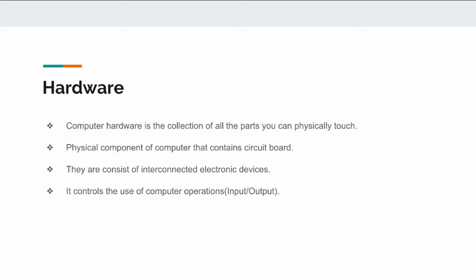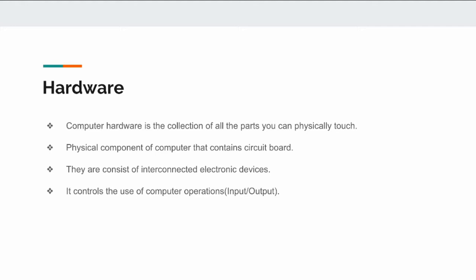A computer hardware is the collection of all the parts of the computer that you can physically touch. Means the part or the component that you can see and touch, and feel. They are the hardware. It can be any part of any system, any component of the computer system. There are many components, and by physical component we mean it can be physically touched.